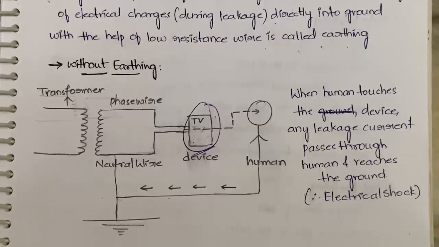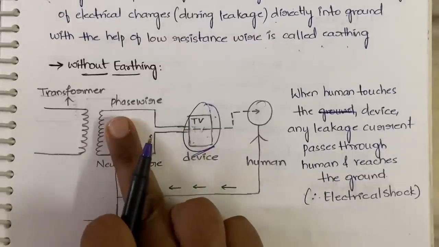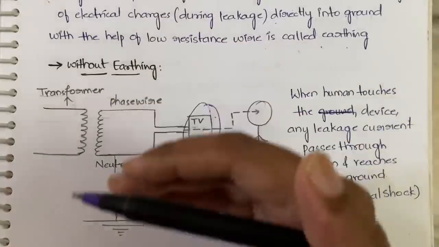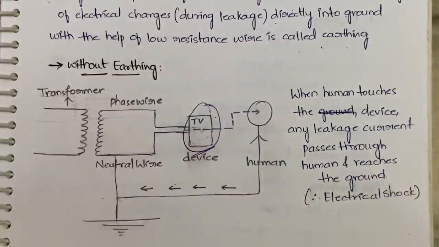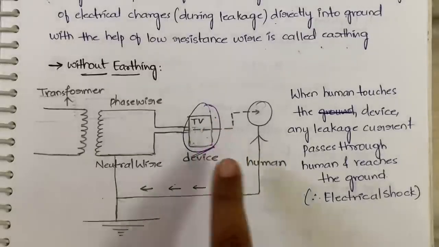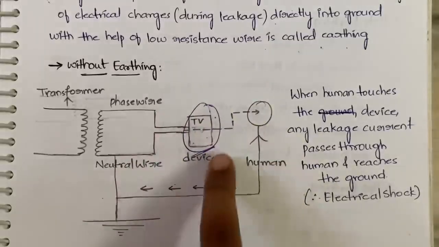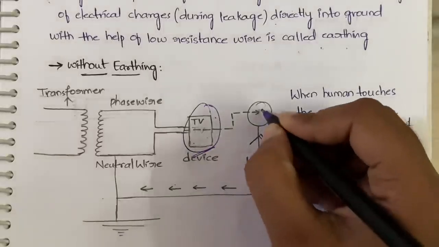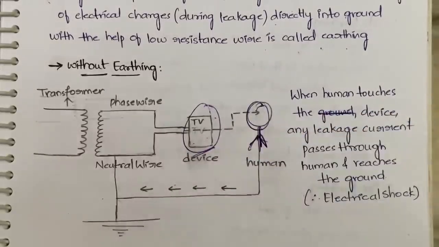Whatever current we are getting from the transformer will be carried to our devices with the help of this phase wire. If there is any leakage at this device, that leakage has to be sent to the ground. Then only our devices, our circuit, everything will be protected. That excess current has to be sent to the ground, right? So in case there is no earthing, that excess current will be sent to the ground through the human being. So this is what happens when there is no earthing.